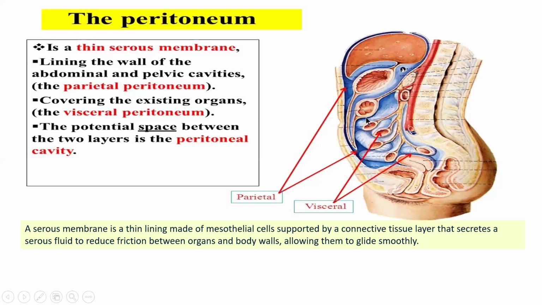So peritoneum is a thin serous membrane lining of mesothelial cells supported by connective tissue. It is of two types, parietal and visceral. Parietal peritoneum is lining the wall of the abdominal and pelvic cavities. Visceral means covering the existing organs, which is filled with blood vessels, the visceral peritoneum. The space between the two layers is the peritoneal cavity.